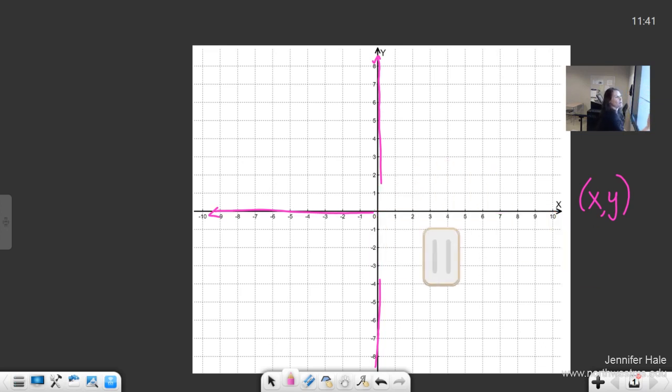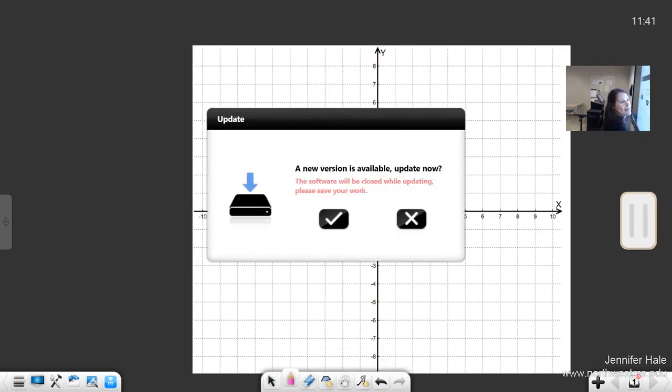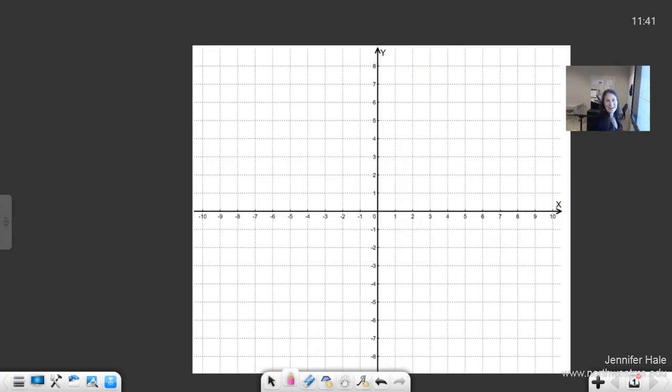Now, if we were going to plot some points, let's say I wanted to plot negative 3, 2, and we'll do that one in pink. Remember, the x-coordinate comes first. So this is telling me I go to where x is negative 3, which is right here on that line, but then I have to go to where the y is 2. So I go out negative 3 on the x, which is 3 to the left, and then up 2. Right here is the location, negative 3, 2.